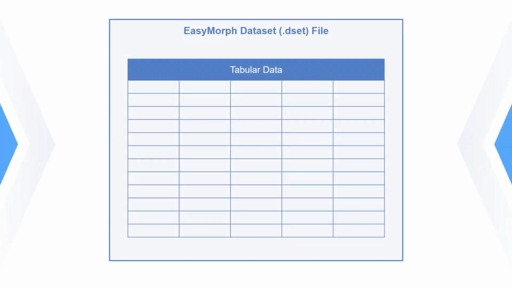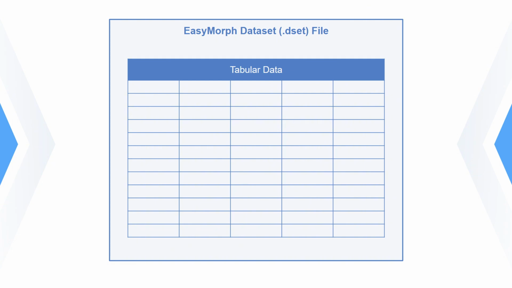If you've used EasyMorph for even a modest amount of time, you've likely come across EasyMorph Dataset files, binary data files saved with the .dset extension. Let's take a quick look at what they are and how they differ from your average data file format.